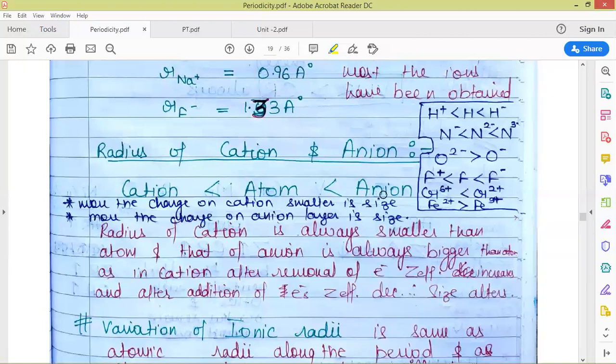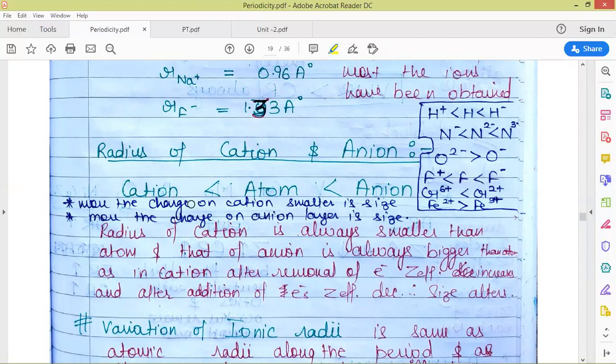So from here we can conclude that the radius of a cation is always smaller than that of the atom, and that of an anion is always bigger than that of the atom. So if we are asked about the comparison of the ionic radii of these three species, then this becomes the order: H positive is smaller in comparison to H, that is the hydrogen atom, which is further smaller in comparison to the hydride ion. Same is the case with fluorine. F positive is smaller than the fluorine atom, which is further smaller than the fluoride ion.